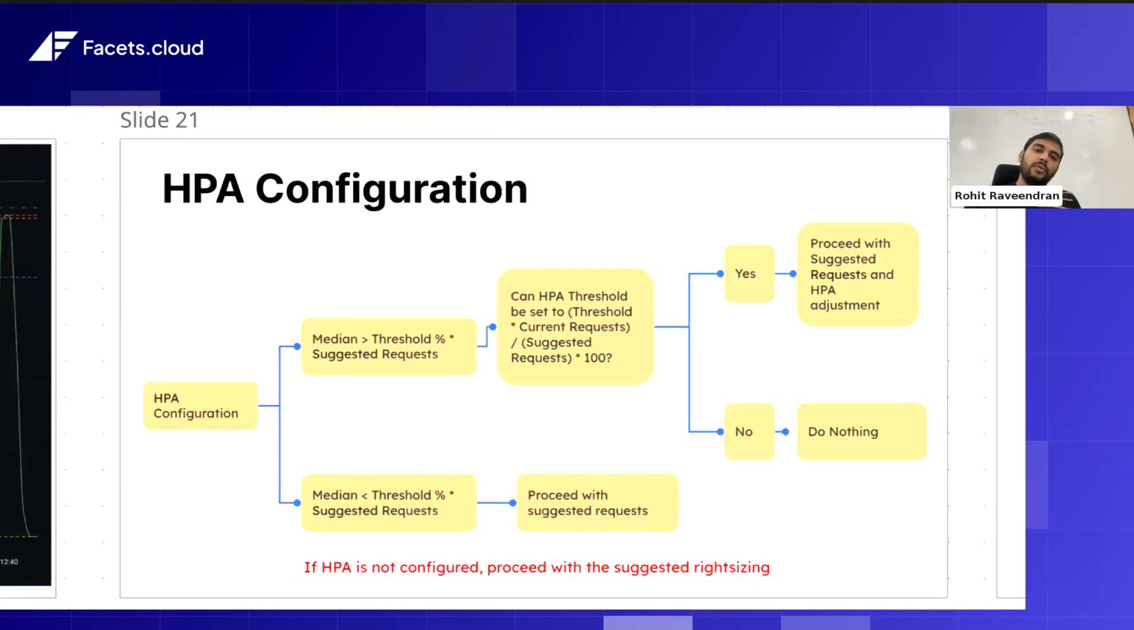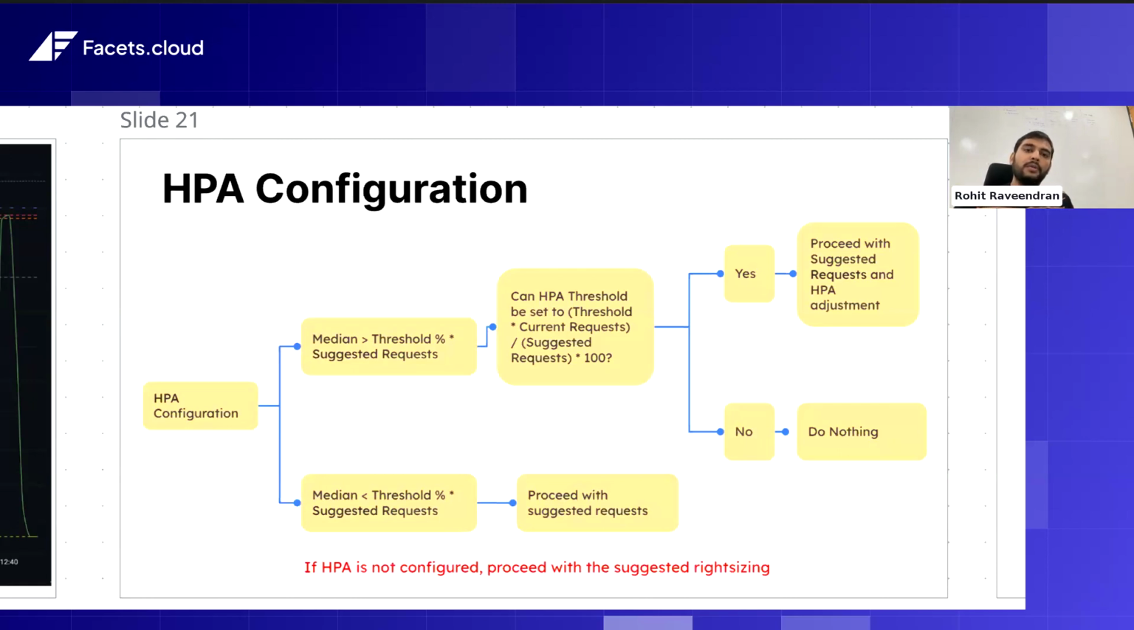Yeah. So now, once you have come up with a suggested request, you also need to recalibrate your horizontal pod autoscaler configuration if you have something set there, right? So usually people set something based off CPU, an X percentage of your CPU, then scale out, something of that sort. So now what we need to verify is that, one important thing to note, is that HPA works on request, right? So currently it works on request.